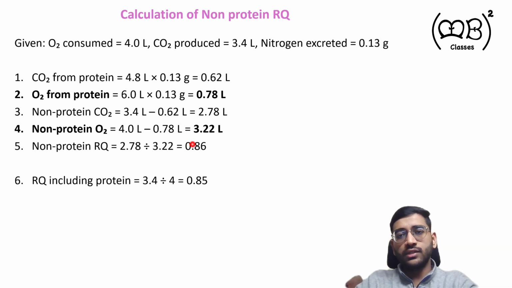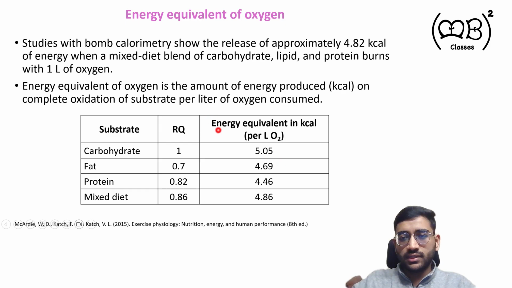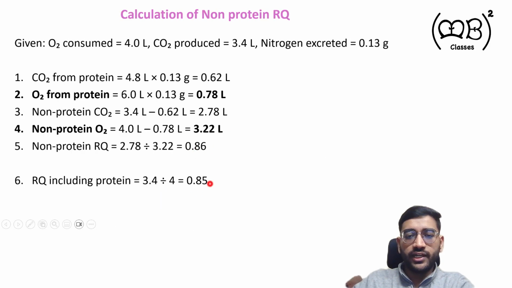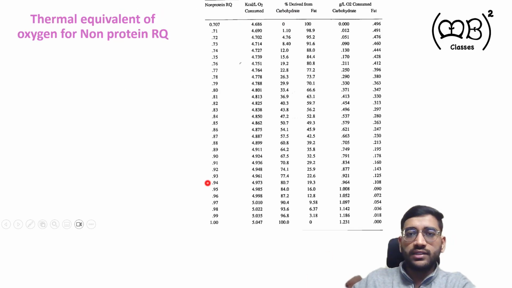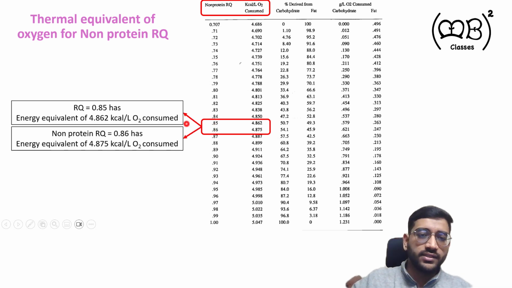which would come out to be 0.86 to be exact. So now I have to calculate energy expenditure. The energy equivalent is in kilocalories, but these values are for 0.7 and 0.82, which I don't have. I have values of 0.86 and 0.85. So there's a chart of non-protein RQ compared with the oxygen equivalent. Oxygen equivalent is the kilocalories per liter of oxygen consumed. So my two RQ values, 0.85 and 0.86, would give me an energy equivalent of 4.862 and 4.875.